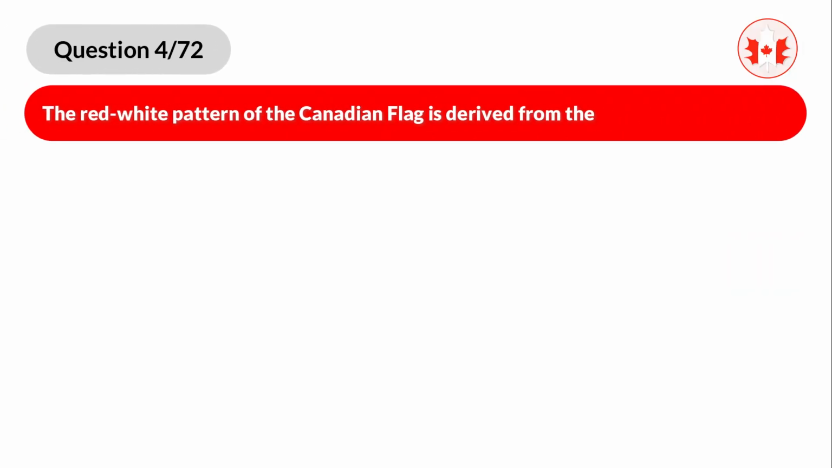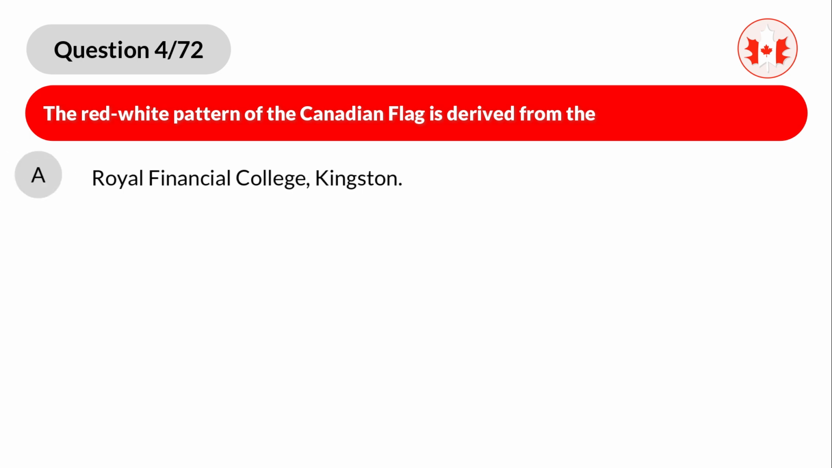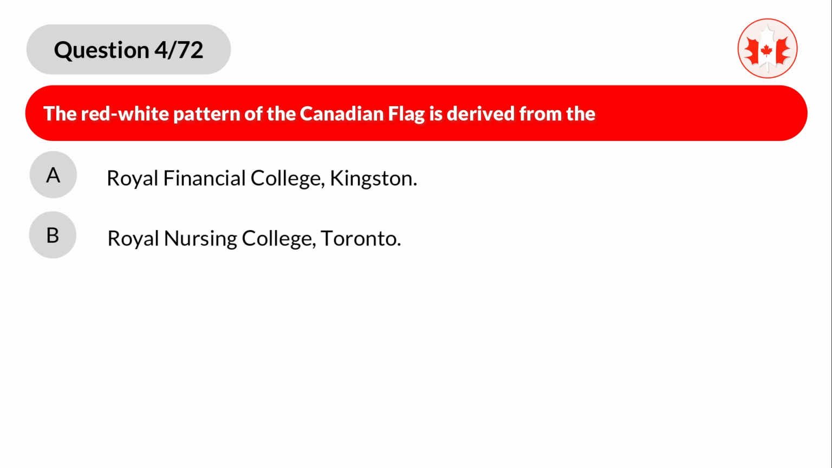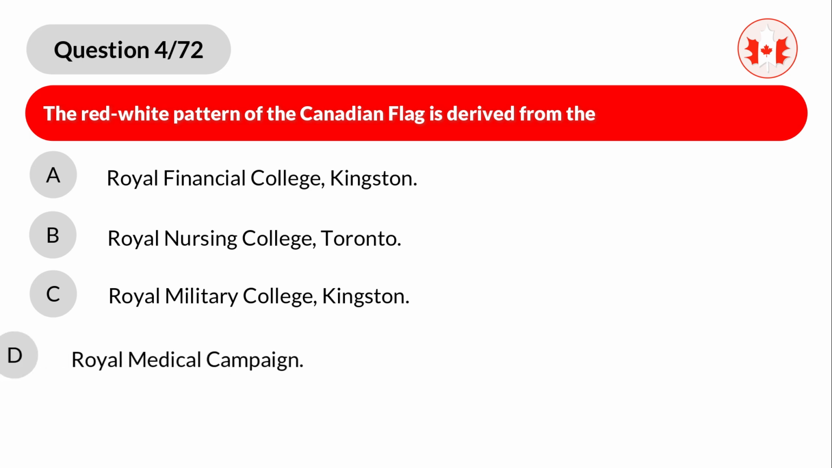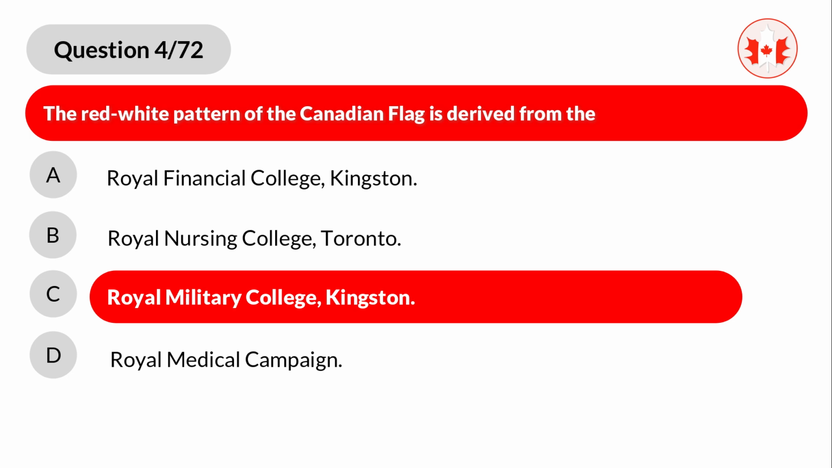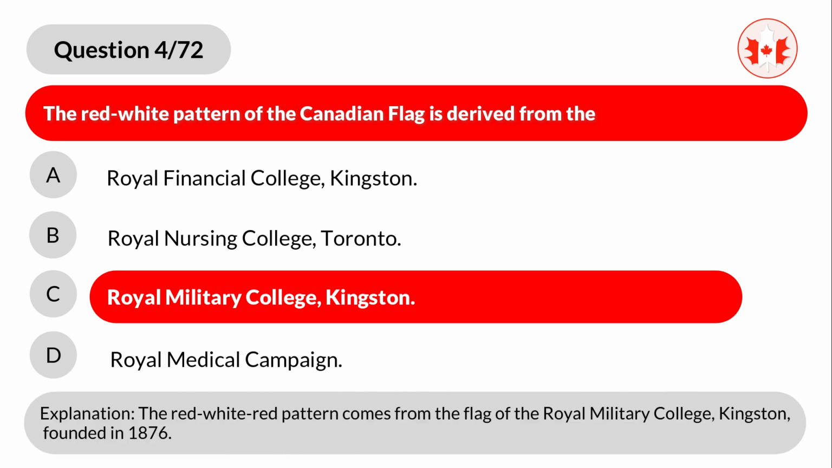Question 4. The red-white pattern of the Canadian flag is derived from the: A. Royal Financial College, Kingston. B. Royal Nursing College, Toronto. C. Royal Military College, Kingston. D. Royal Medical Campaign. The correct answer is C. Royal Military College, Kingston. Explanation: the red-white-red pattern comes from the flag of the Royal Military College, Kingston, founded in 1876.